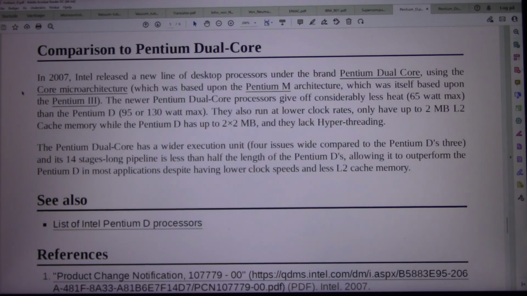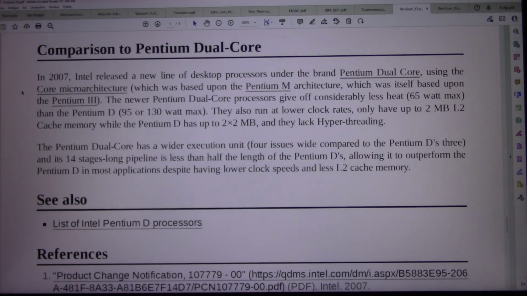The Pentium Dual-Core has a wider execution unit, 4 issues wide compared to the Pentium D's 3, and its 14 stage long pipeline is less than half the length of the Pentium D's, allowing it to outperform the Pentium D in most applications despite having lower clock speeds and less L2 cache memory.